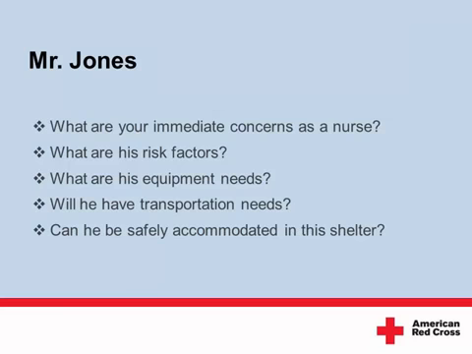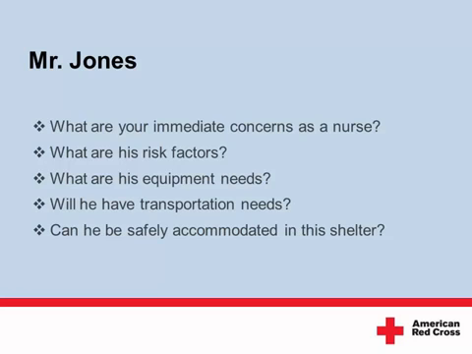So the possible answers are your immediate concerns may be helping him maintain his independence, protecting privacy, maintaining asepsis, transportation to dialysis, dietary restrictions, and care of his shunt. His risk factors are, or could be, age, sedentary lifestyle, chronicity of catheterization, kidney function, and potential damage to his shunt. His equipment needs may include replacement catheters, equipment, and space to store his supplies for self-catheterization and port care supplies. He does have transportation needs. And can he be safely accommodated?